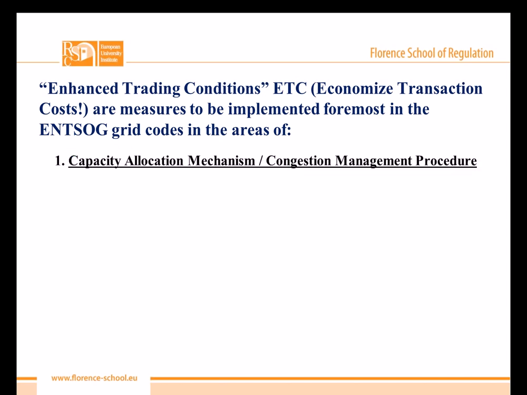First example, capacity allocation mechanism. To whom do you give the right to use the pipe or the facilities? Second, congestion management procedure. What do you do when there is not enough capacity? How do you solve it? Differently from one zone to the other or with the same principles? Third, nomination and balancing. Nomination, you did book the capacity. How do you activate your right to the transportation?